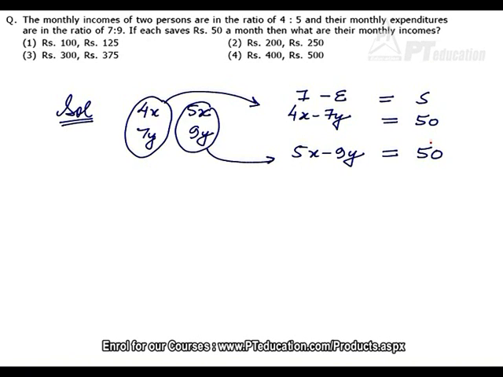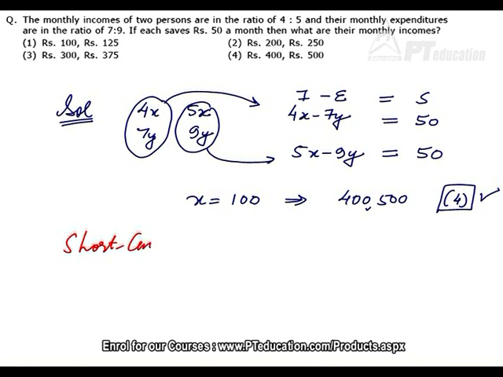So the 2 equations are now ready with us. What are the 2 equations? See the notepad carefully: 4x minus 7y is equal to 50 and 5x minus 9y is equal to 50. The moment you solve it, you get x equal to 100, and from there you can get the incomes as 400 and 500. So option number 4 is correct. This is the regular method, but it takes time.